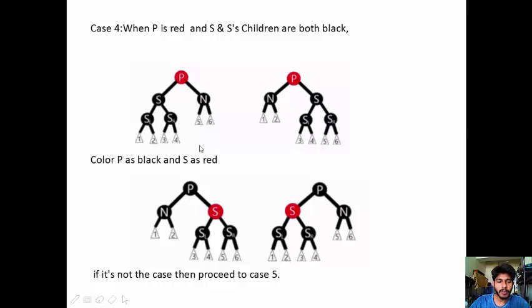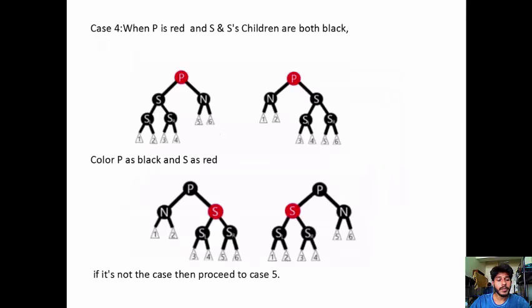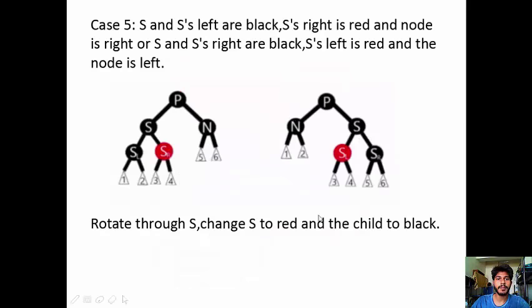As the outcome of this, the parent becomes black, and S, that is the sibling, becomes red. Now what comes next is that if it is also not the situation, then we have to move to our next case, that is case number 5.